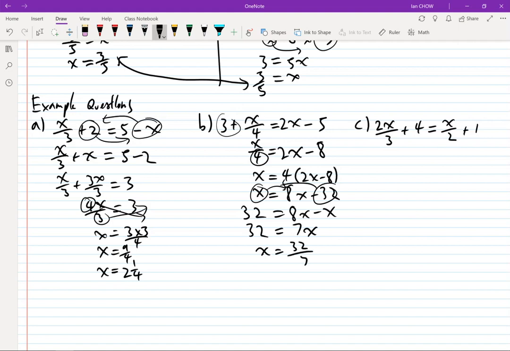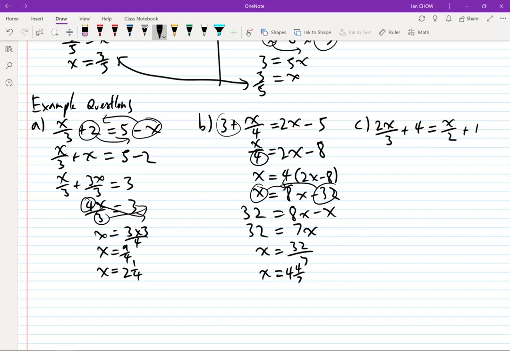So unfortunately, the numbers do not end up being super nice. Let's turn that into a mixed number. 7 goes into 32 4 times. That's 28. So that's 4. And then there's 4 remainder, 4 over 7. So that's 4 and 4 over 7.